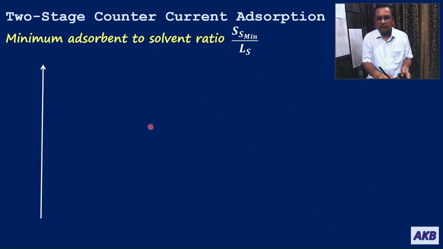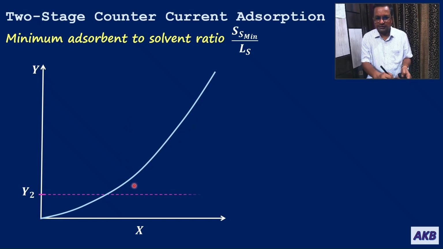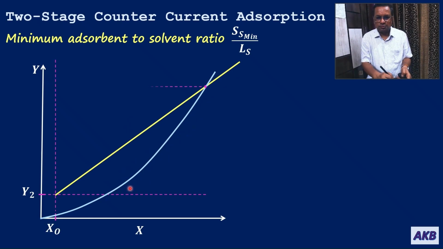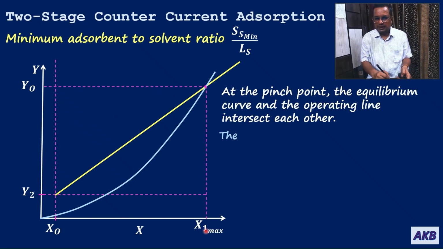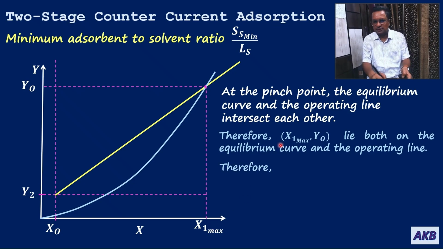Then for the case where the equilibrium curve is concave upward like this, again the pinch point is going to occur at the concentrated end over here. So you get this point. The coordinates of this point are y0 and x1 max. x1 in this case will have the maximum possible value. I am denoting it as x1 max.